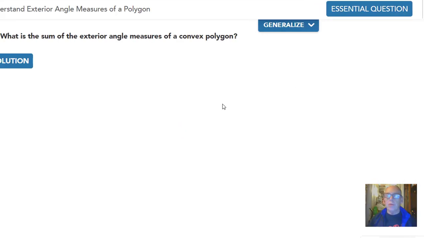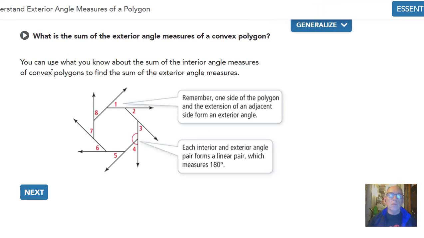So here's their example 3. Here we have, let's see how many sides: 1, 2, 3, 4, 5, 6, 7. Here we have an octagon. It's a convex polygon. It looks like it's regular, but they're not telling us that it's regular.